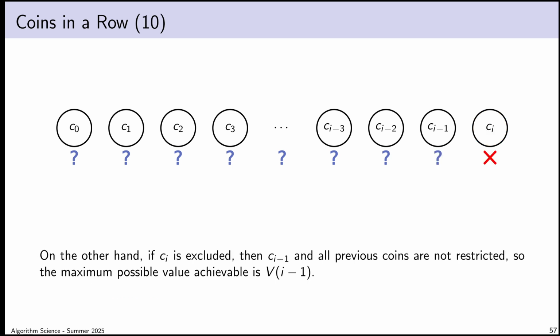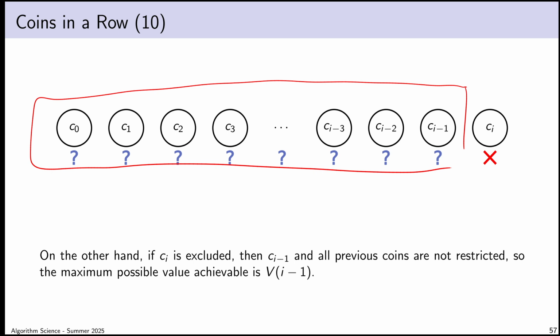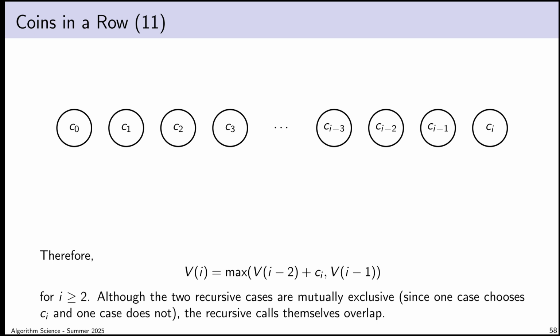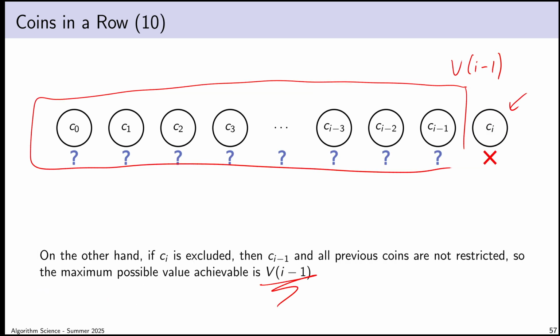If Ci is excluded, well then I don't know what the status of any of the other coins is. Ci minus 1 might be in and it might be out. We don't know. We don't want to try and figure that out because we can just say, well look, the maximum value I can get from all this stuff is V of i minus 1. And Ci can never be chosen if I've decided it's excluded, and so the maximum value achievable in this case is V of i minus 1. And so I think I now have a recursive decomposition. So in the recursive case, Vi will just be the maximum of those two cases. I mean, either Ci is in or Ci is out.